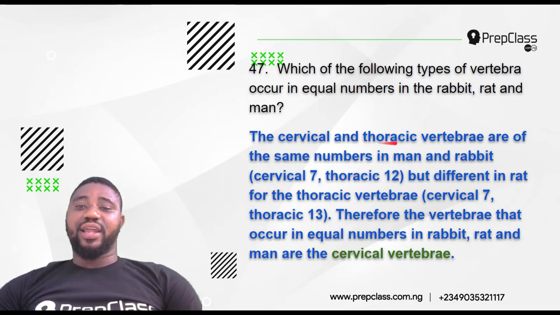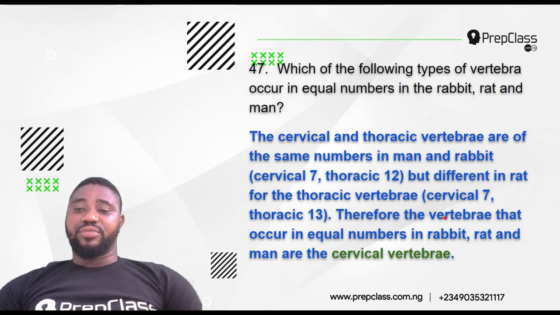Now the cervical and thoracic vertebrae are of the same numbers in man and rabbit. Man has 7 cervical vertebrae and 12 thoracic vertebrae. In rabbit we have the same number of cervical vertebrae, 7, and thoracic vertebrae, 12, but this is different in rats for the thoracic vertebrae. In rats, the cervical vertebrae is 7, the thoracic vertebrae, instead of 12, it is 13.